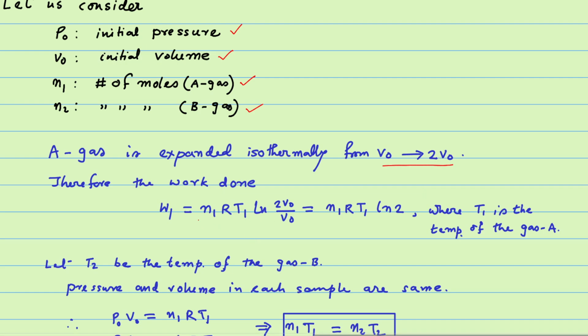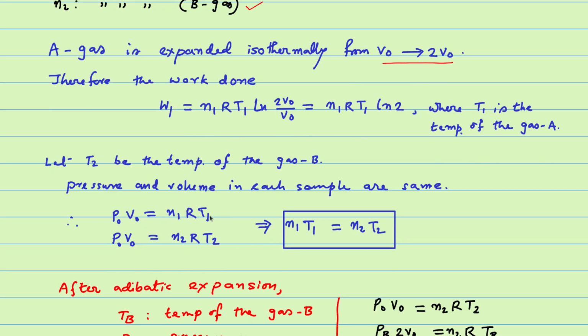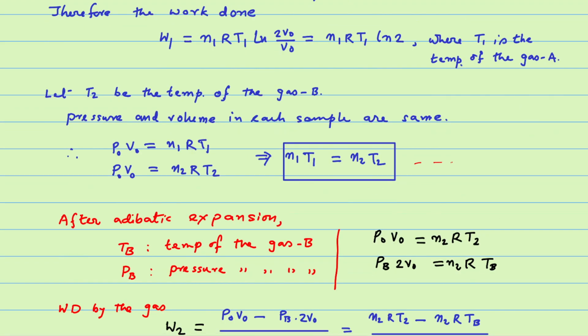Therefore, the isothermal work done, W1, equals N1 R T1 log V2 by V1, that is 2V0 by V0, which is a standard textbook formula. So W1 is N1 R T1 log 2, where T1 is the temperature of gas A. Now, T2 be the temperature of gas B before the adiabatic expansion. Pressure and volume in each sample are the same initially. So, P0 V0 equals N1 R T1 and P0 V0 equals N2 R T2. That implies N1 T1 equals N2 T2. This is equation number 1. It will be used later on.